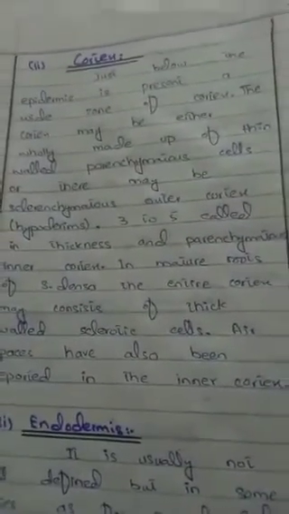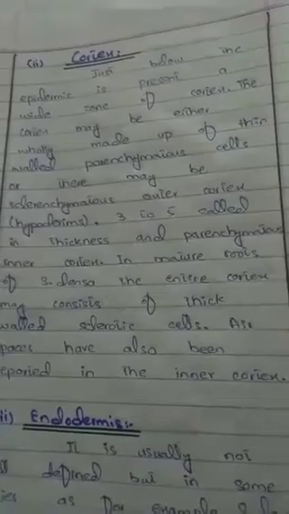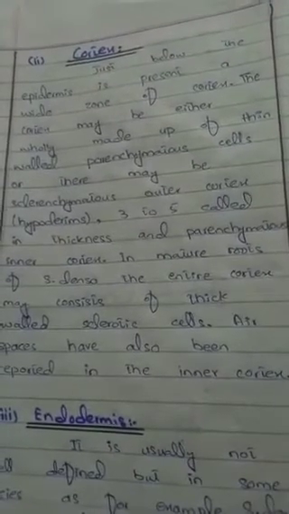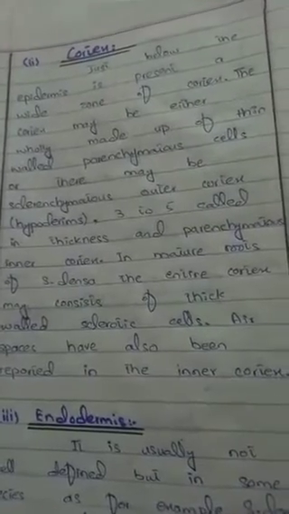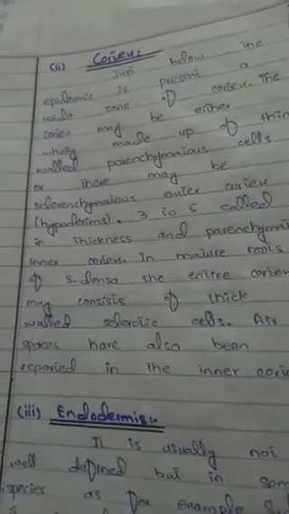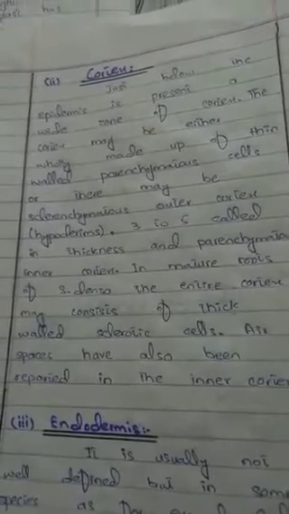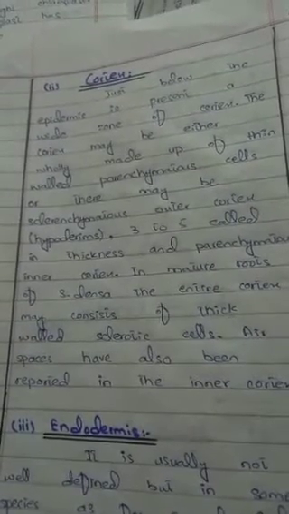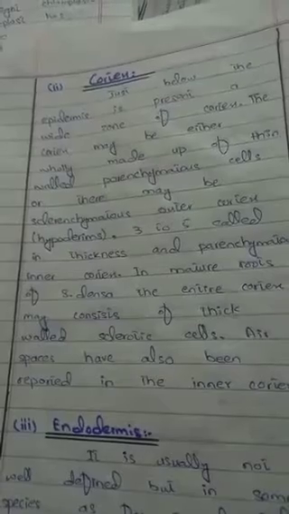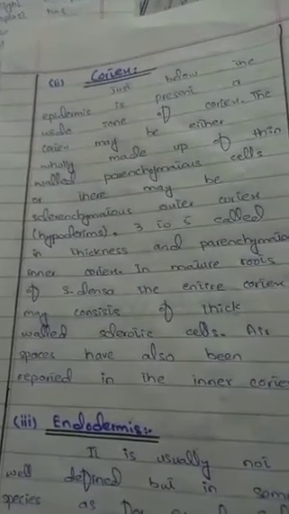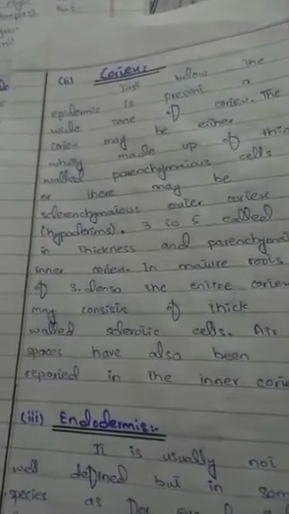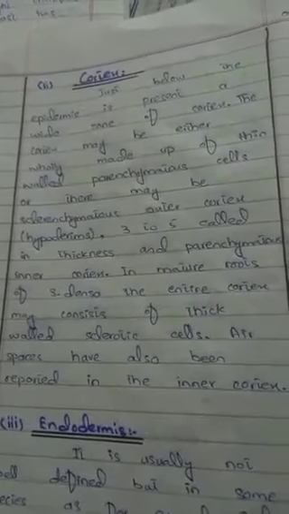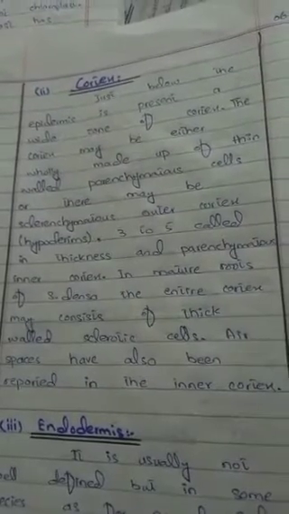Then cortex. Just below the epidermis is present a wide zone of cortex. The cortex may be either made up of thin-walled parenchymal cells or there may be sclerenchymal outer cortex. The inner zone made up of parenchymal cells is called inner cortex. The zone which is made up of sclerenchymal cells is called outer cortex. In mature roots of S. densa, S. densa is the name of species, the entire cortex may consist of thick-walled sclerotic cells.